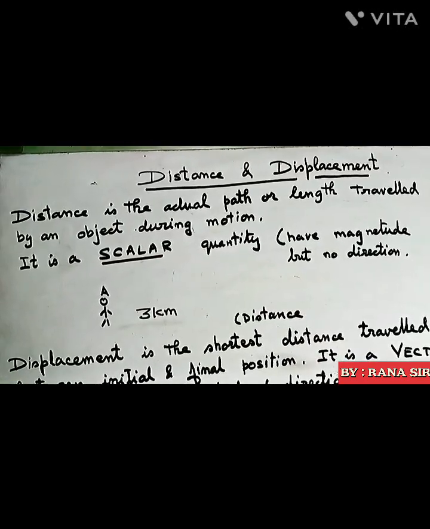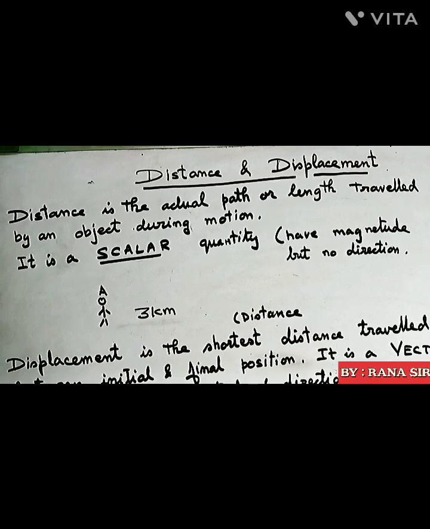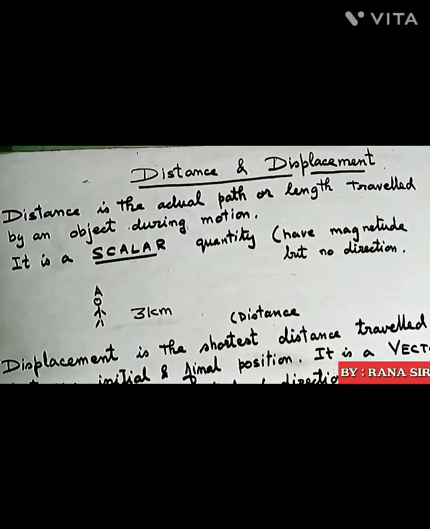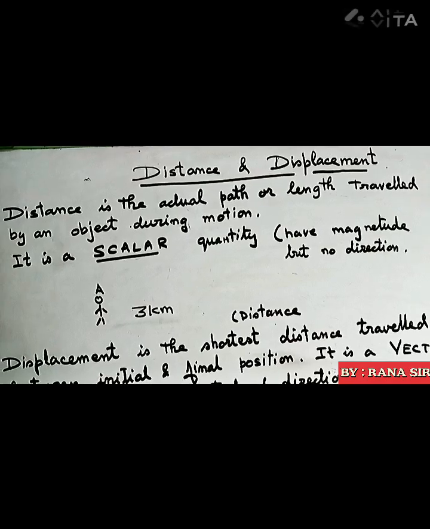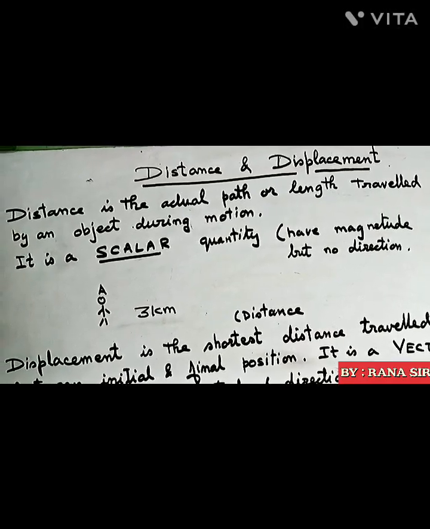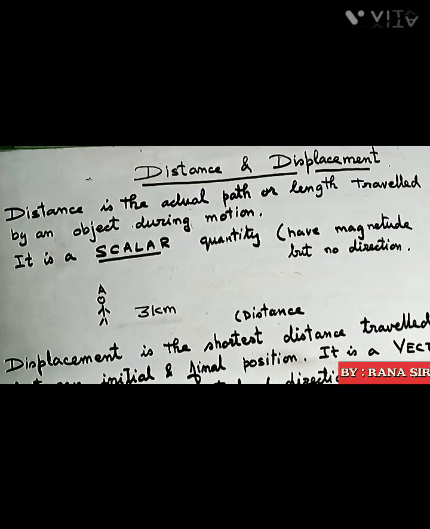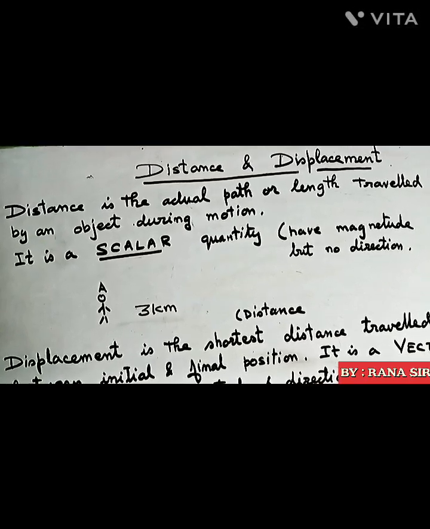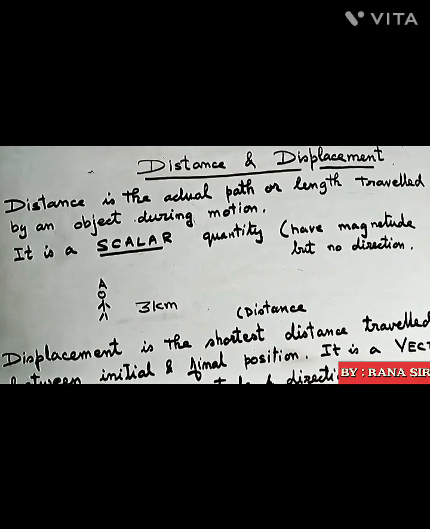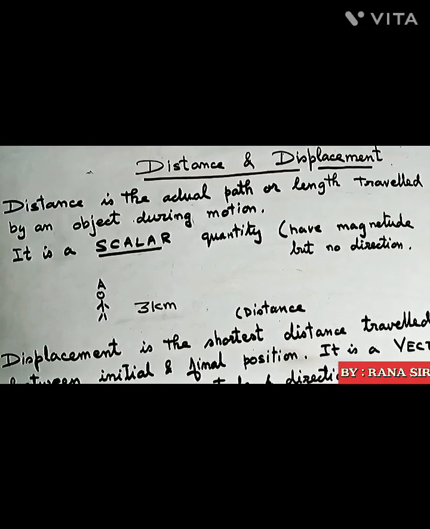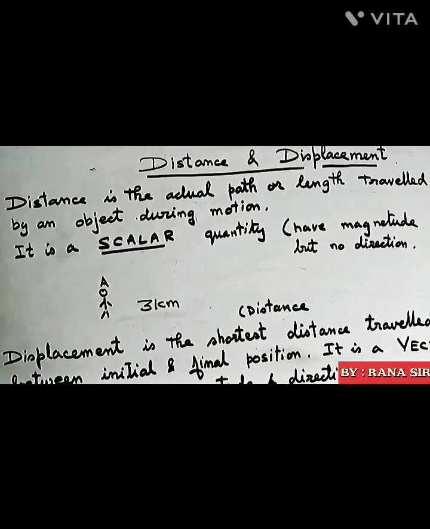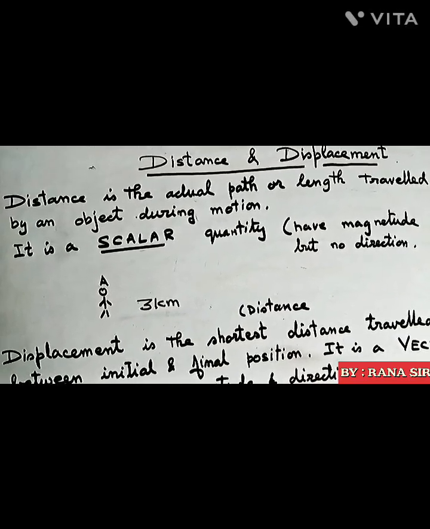Next, distance and displacement. Distance is the actual path or length traveled by an object during motion. So during motion, the actual path or actual length is the distance. It's a scalar quantity. What is a scalar quantity? It has only magnitude but no direction. I don't know where the person is going. I only know that he has gone and traveled a certain distance.